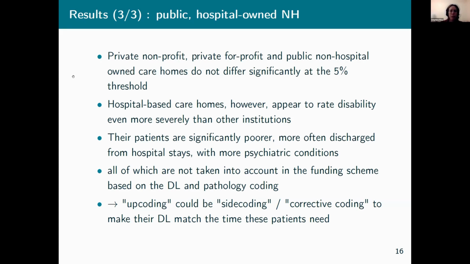So maybe, at least again, I'm hypothesizing, I do not have causal evidence for this, but my hypothesis is that these specificities of the population accommodated by public hospital-owned nursing homes are not taken into account in the funding scheme. They do not appear in the needs assessment grid. And so these hospital-owned nursing homes, they kind of do some corrective coding. They upcode the other needs of patients in order to actually have the appropriate funding that matches the time these patients need.